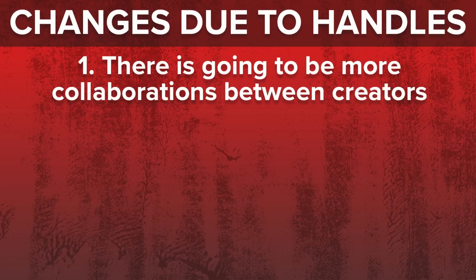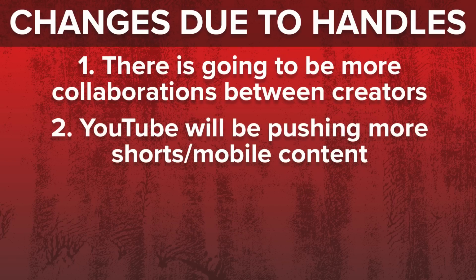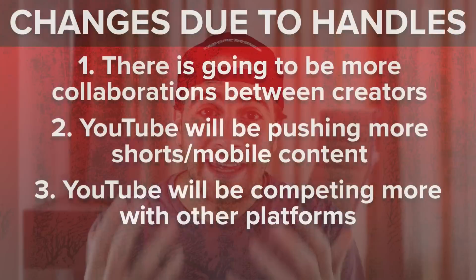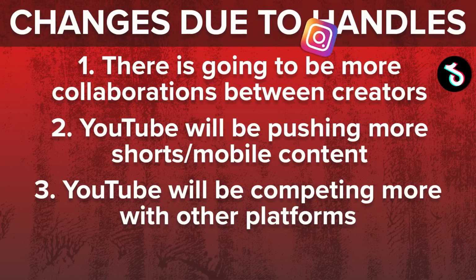Okay, so now that handles have actually rolled out, you're going to see 4 things start happening when it comes to YouTube. 1, there's going to be way more collabs. 2, YouTube is going to be pushing way more short content and pushing way more towards mobile. Basically, they want you to be able to tag people, they want to build even more of a community, and they want to make sure that they take out TikTok and Instagram. Now, I'm not saying that YouTube is going to do this, but that is what YouTube's trying to do.